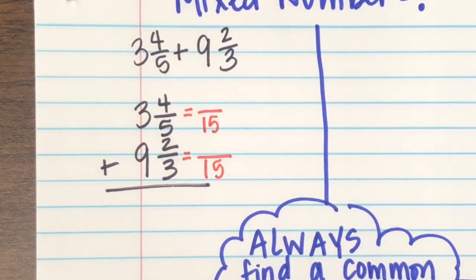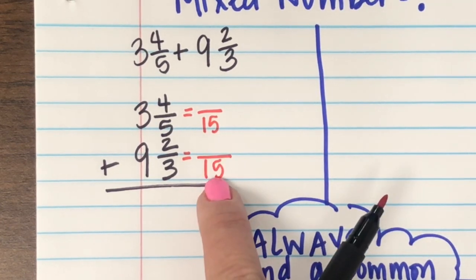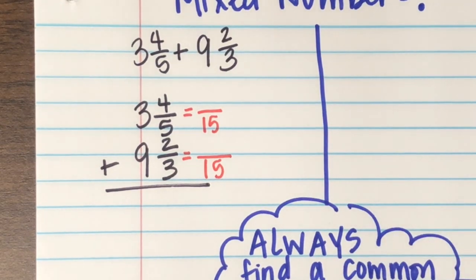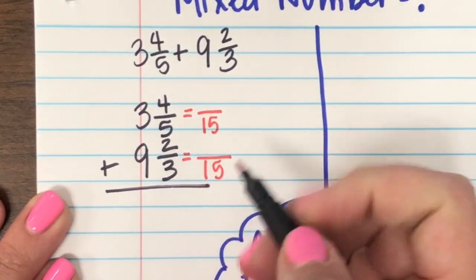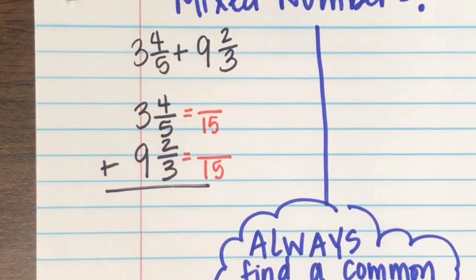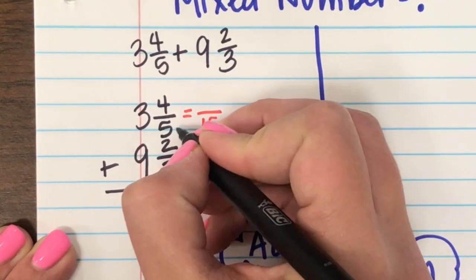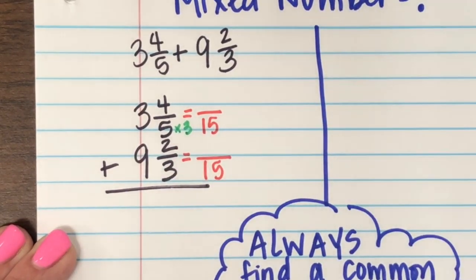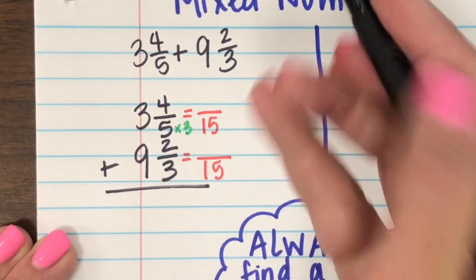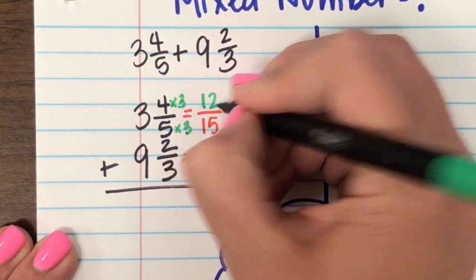So basically what I'm going to do is I'm going to make these into equivalent fractions that have the same denominator for both fractions. Basically, one of the biggest rules with fractions when you're finding a common denominator is whatever you do to the bottom, you do to the top. Okay, so I'm going to change colors so we can kind of see a little bit differently. So to get from 5 to 15, 5 times 3 is 15. So whatever I do to the bottom, I do to the top. 4 times 3 is 12.